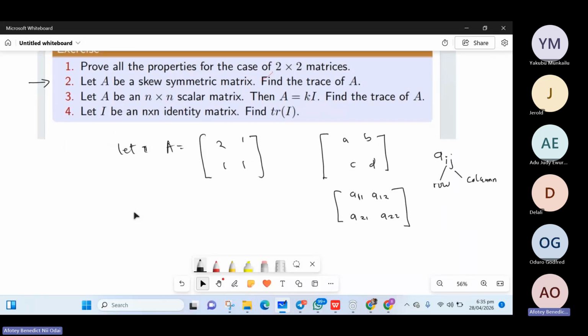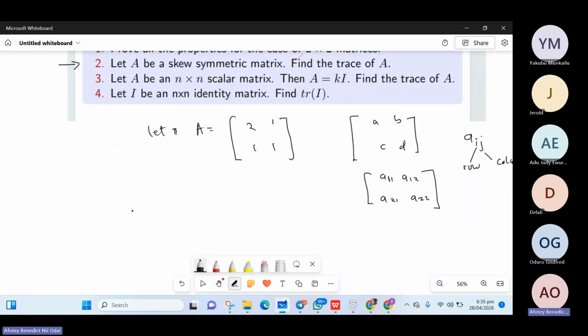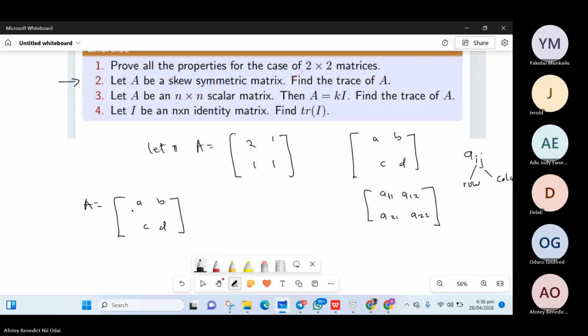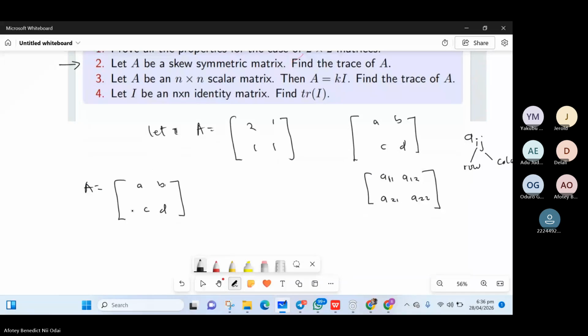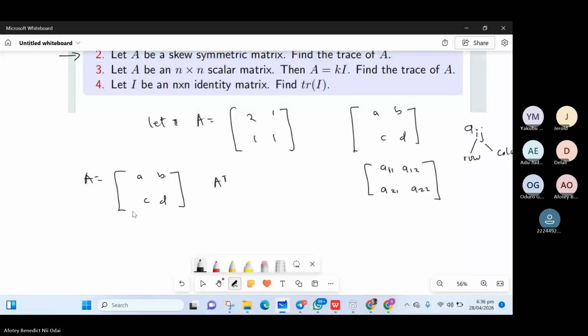Now, a skew symmetric matrix is a matrix that when you find the transpose is equal to negative of the original matrix. So let's have a recap on what we did yesterday. We said if you have a matrix A being equal to A, B, C, and D, the transpose of A, AT, is equal to A, C, B, and D. This is what we have, where the column becomes the row and the row becomes the column, and vice versa.